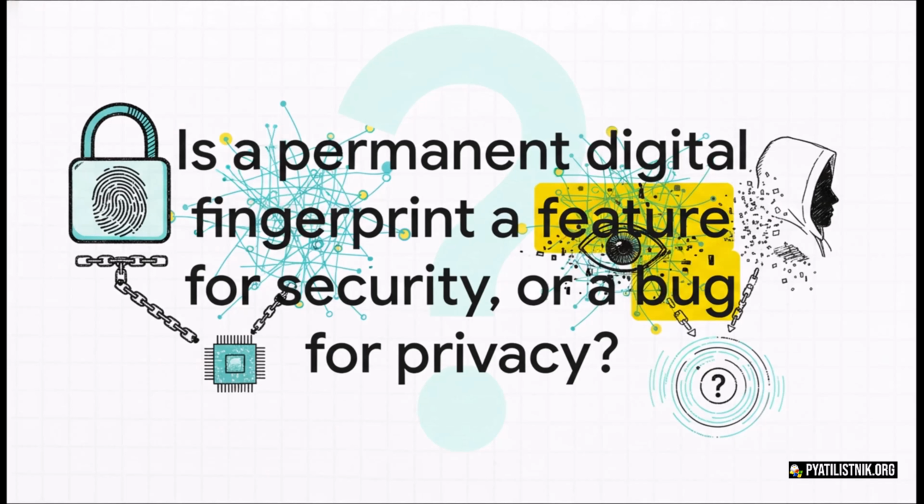And all of this leaves us with a really fascinating final thought. The very thing that makes a MAC address such a great feature for security, the fact that it's permanent and unique, is also what makes it a potential bug for our privacy. This tension between being identified for security and being anonymous for privacy is at the very heart of our digital lives today. It really makes you wonder which one we value more.